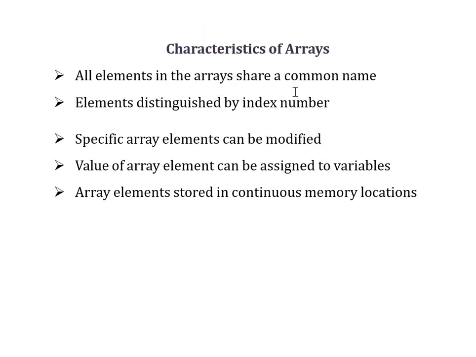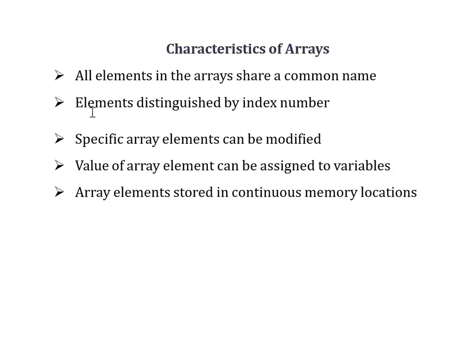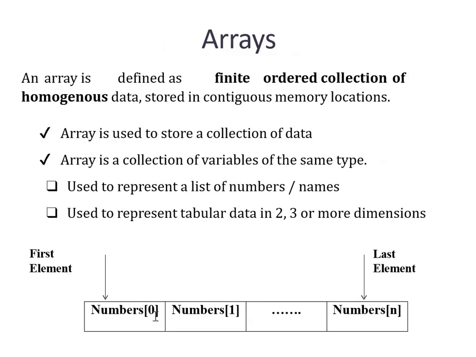These are some of the characteristics of an array. All elements in the array have a common name. In the previous example I quoted, the name of the array is numbers. So all the elements have the common name, and elements are distinguished by the index number. If you take a normal variable, you don't have the square bracket, just the name, and it could be of any data type. Whereas arrays will always have a square bracket, which is nothing but indexing, which is used to access the element in the array.